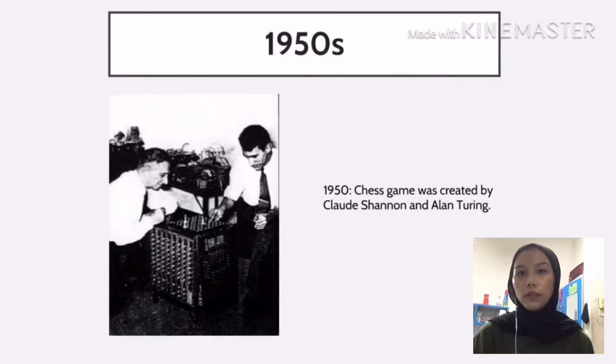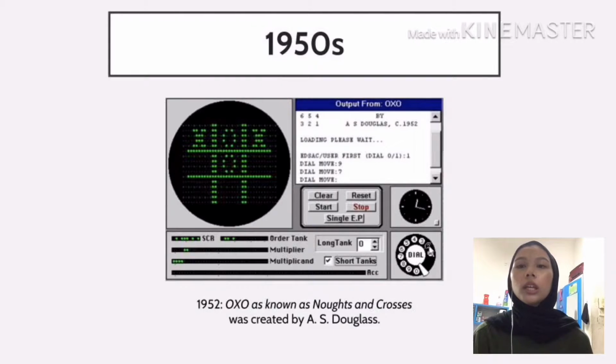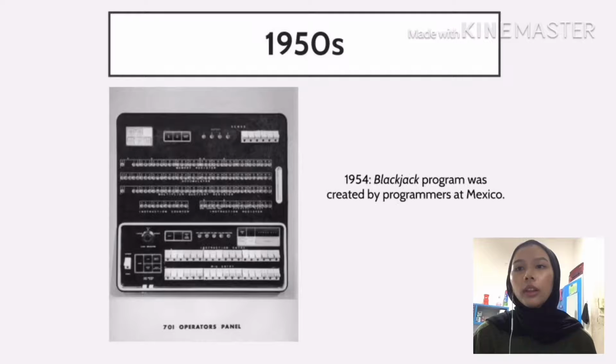Moving on to the 1950s, Alan Turing and Claude Shannon created machines that can play chess, and Turing wrote the first computer chess program. Then in 1952, OXO, also known as Noughts and Crosses or Tic-Tac-Toe, was created by A.S. Douglas. And in 1954, a Blackjack program was created by some programmers in Mexico, the first Blackjack program developed on an IBM 701 computer.